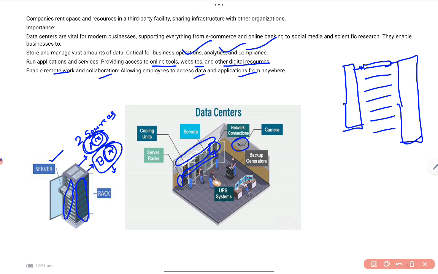Then this is the backup generator. If our main power gets turned off, then the generator will automatically turn on through the ATS, meaning auto transfer switch. And this is the UPS. When both the main utility and the generator are turned off, in this condition our UPS will provide backup to these servers and to these racks.